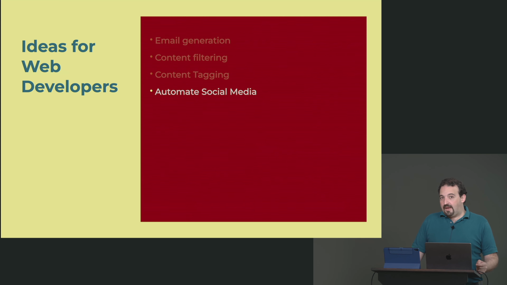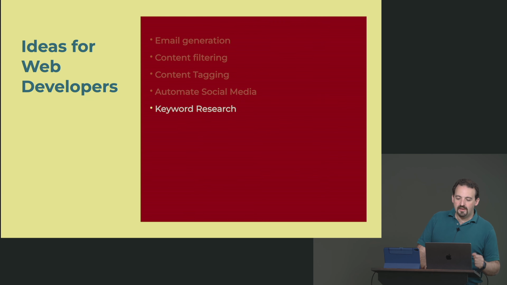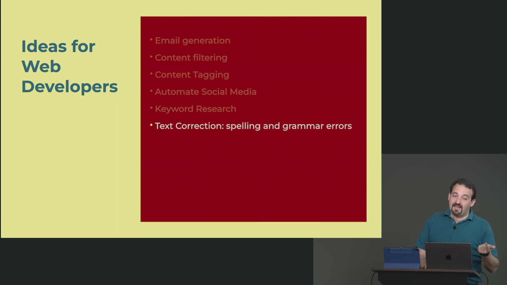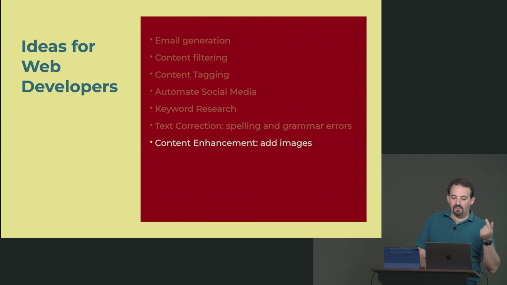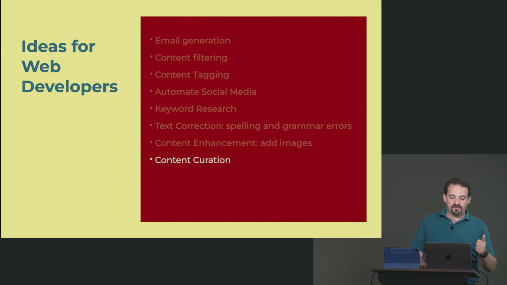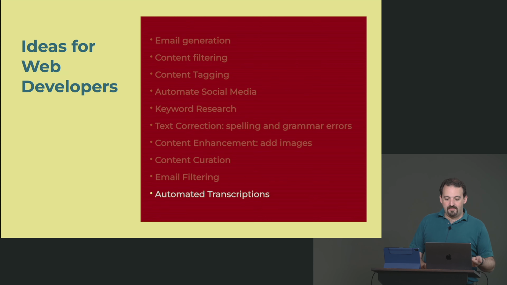You can automate social media, so you can post on Twitter, on Instagram automatically when something happens on your page, and make that content not look automatic, like it's always the same text. It's not a template. ChatGPT can generate different versions of that. Keyword research for SEO, spelling and grammar errors, so text correction. That's pretty cool. Content enhancement, maybe you have a lot of articles without images. Now you can create images around that. Content creation, email filtering, or even automatic transcriptions on videos.